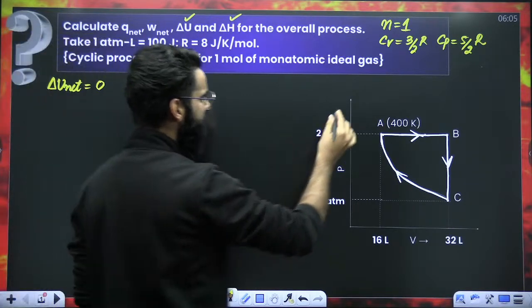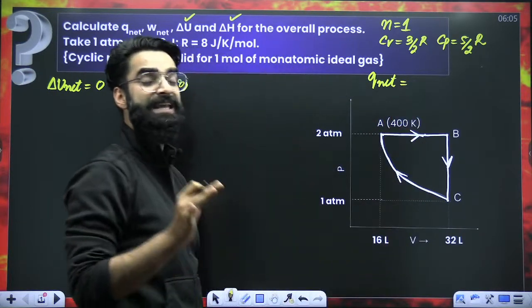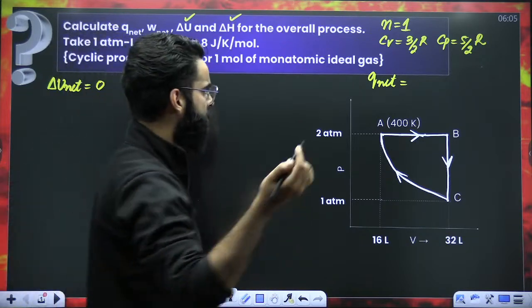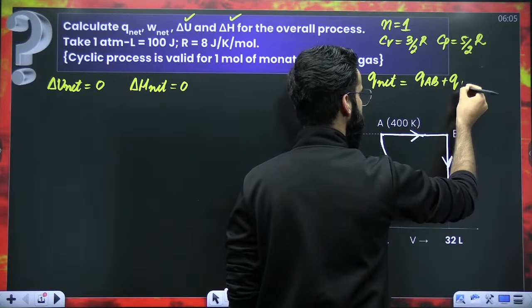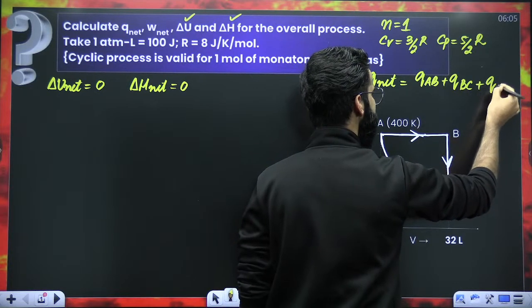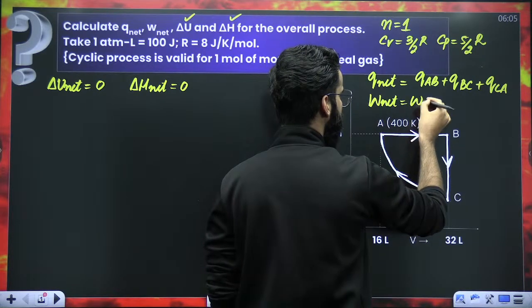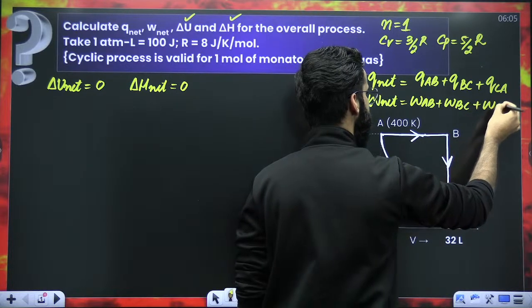Right? If I ask you what is Q net, you will say Q net means the total heat absorbed or released by the gas during the cyclic process. So Q net has to be equal to QAB plus QBC plus QCA. Similarly, W net has to be equal to WAB plus WBC plus WCA.